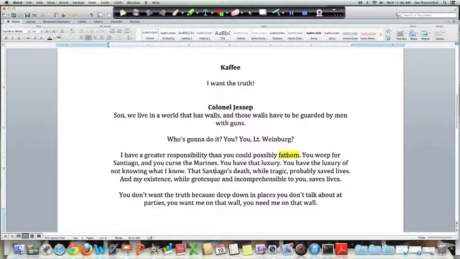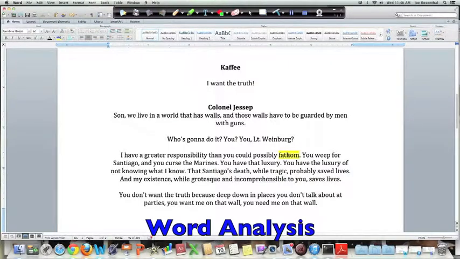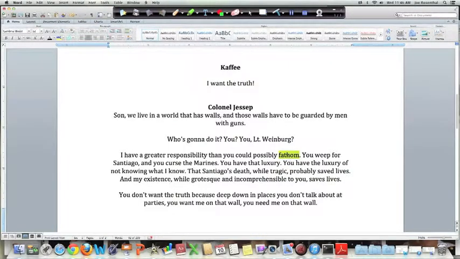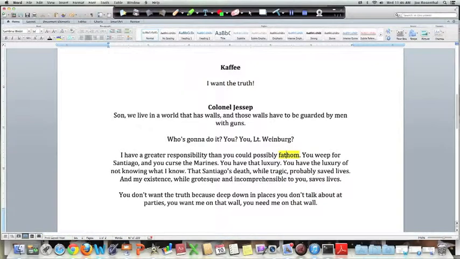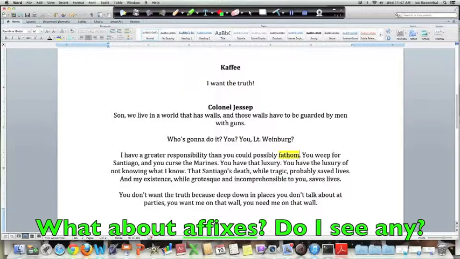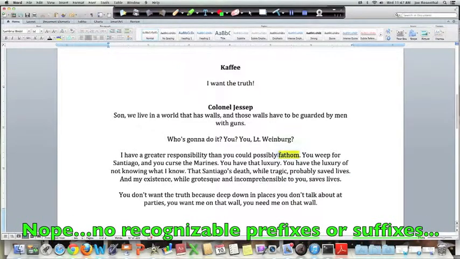Now, when my mind comes across this word, fathom, and I've never seen that word before, I immediately start thinking word analysis, as I talked about before. Is there a root word that I know here? A base word? Fathom? No. Nothing about this word seems familiar to me at all. I can't even tell its part of speech. I don't see any suffixes here. No letters on the end of it. No letters on the beginning of it. I can try and look at the sentence.